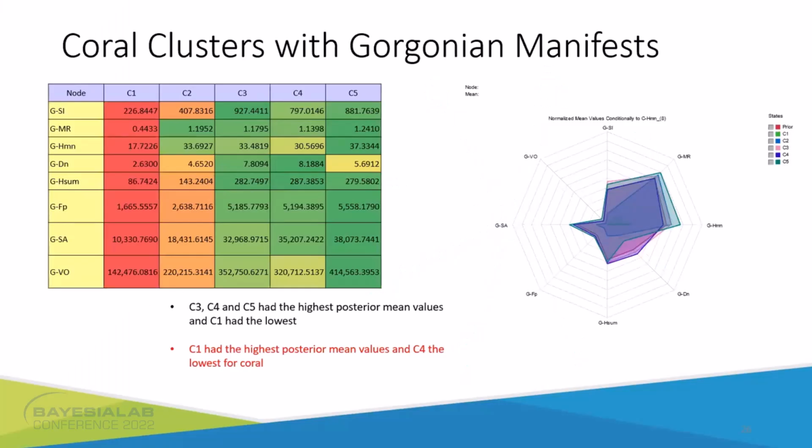And we found that coral cluster 1 had clear low gorgonian values, while C3 to C5 tended to have higher ones. And C1 is, for the corals, associated with the high posterior mean values. So that kind of confirms what we're seeing, where we're seeing either high corals or high gorgonians. And C4 had the lowest for coral.